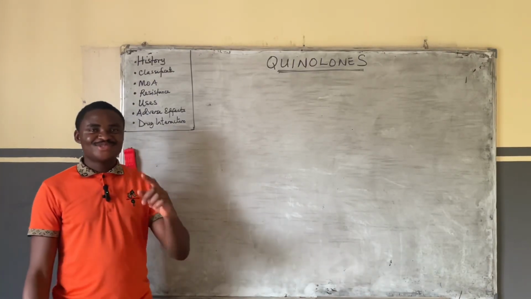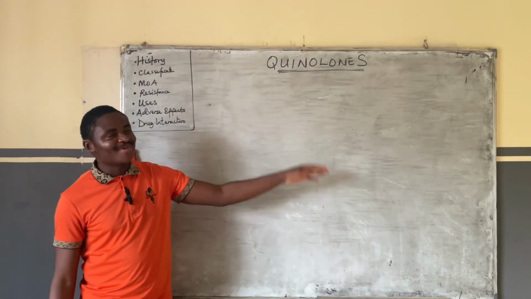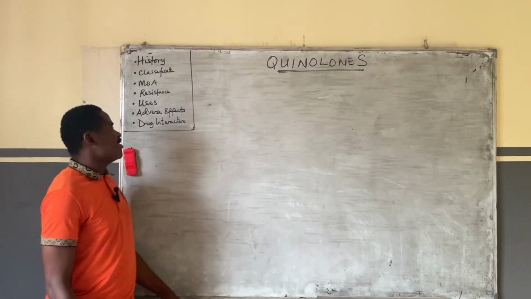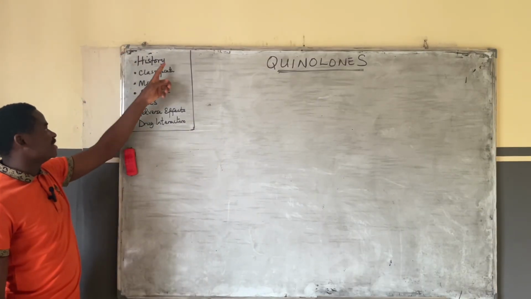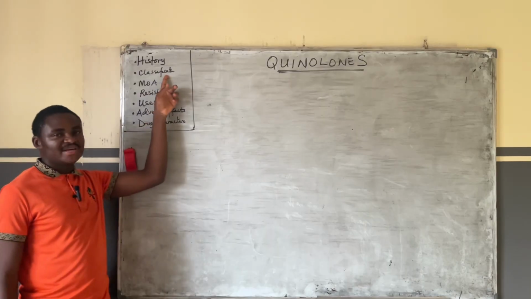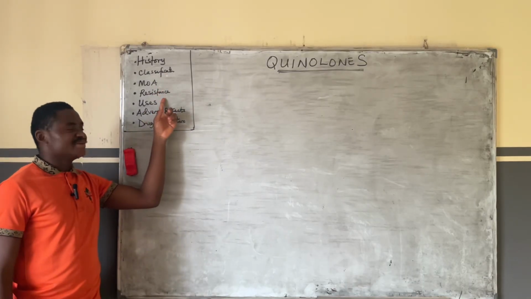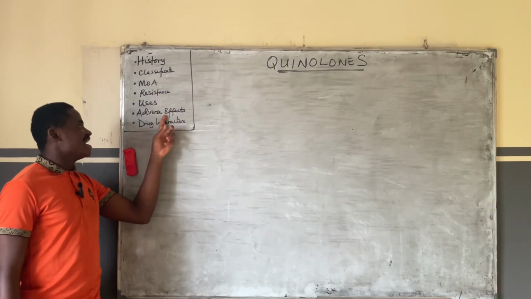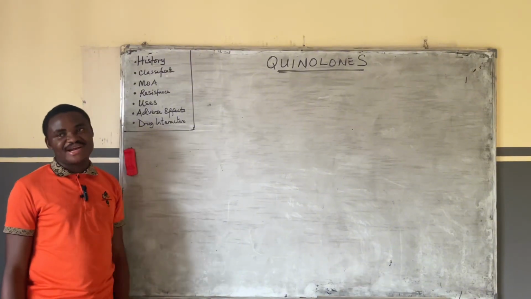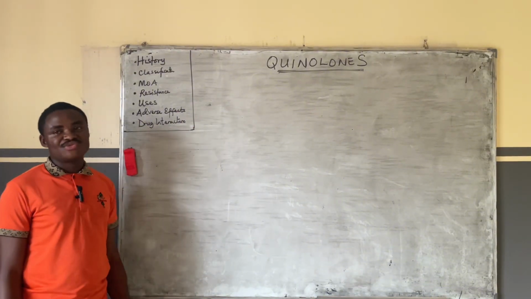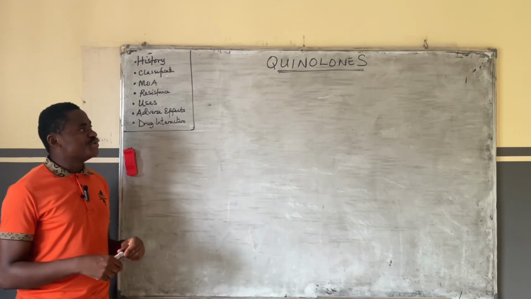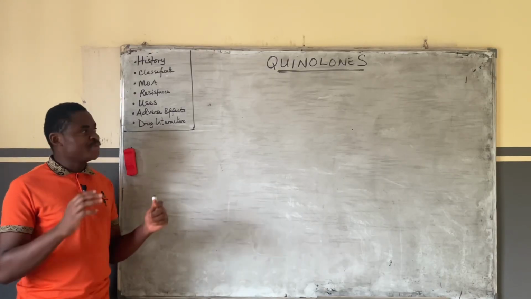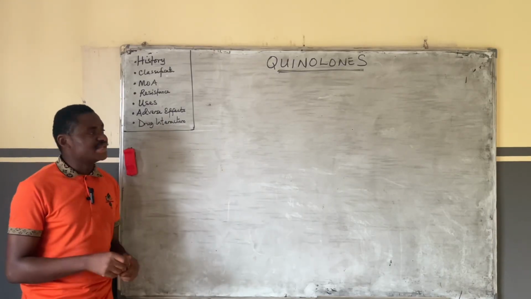Welcome back. Today we're going to be looking at the pharmacology of the quinolones, and we'll be walking through with this outline the history, the classification, the mechanism of action, the resistance, the uses, the adverse effects, and the drug interaction. Quinolone happens to be a family of drugs which we consider as antibiotics. So when you have quinolones, you think of the family of the antibiotics.